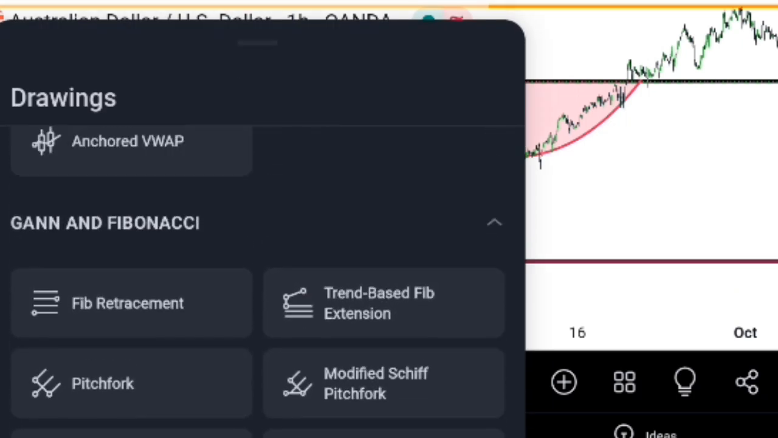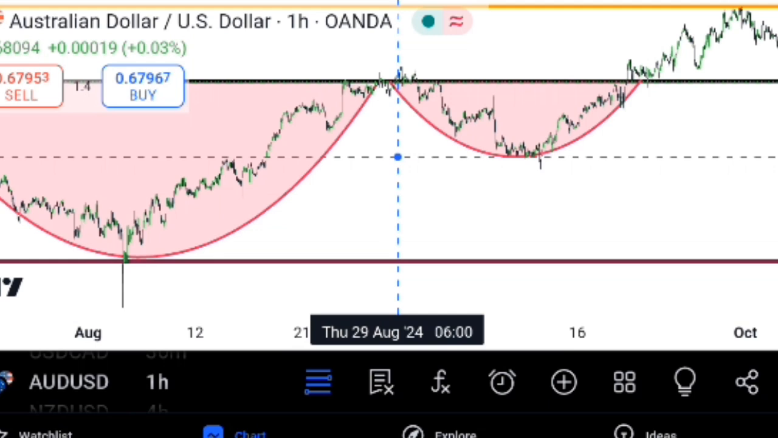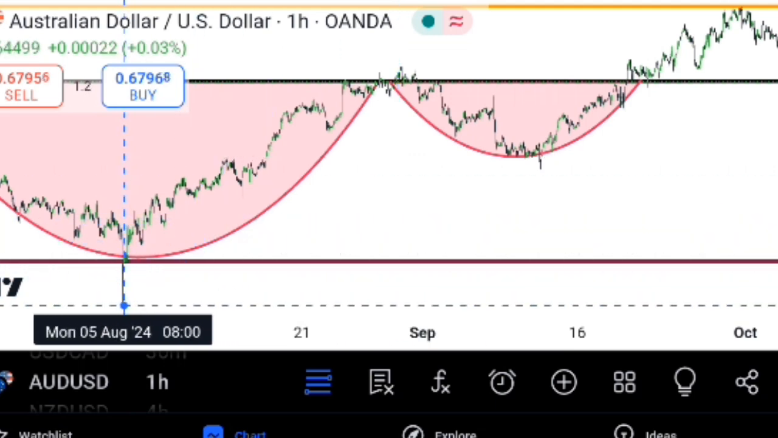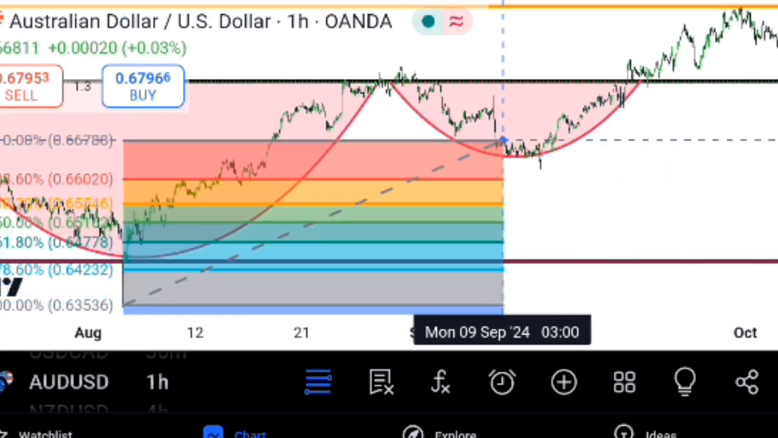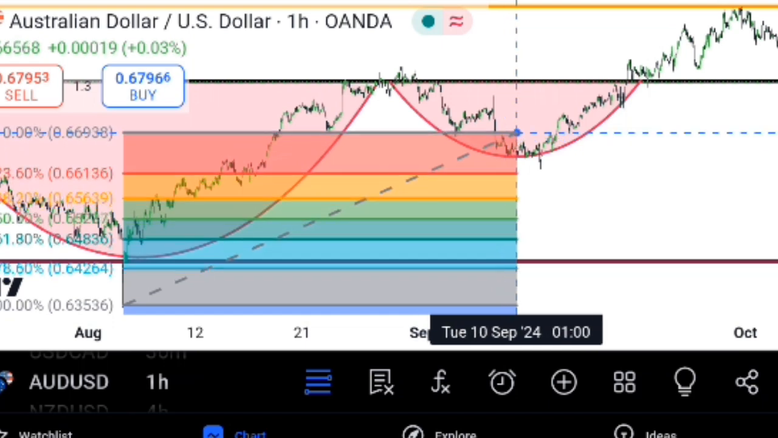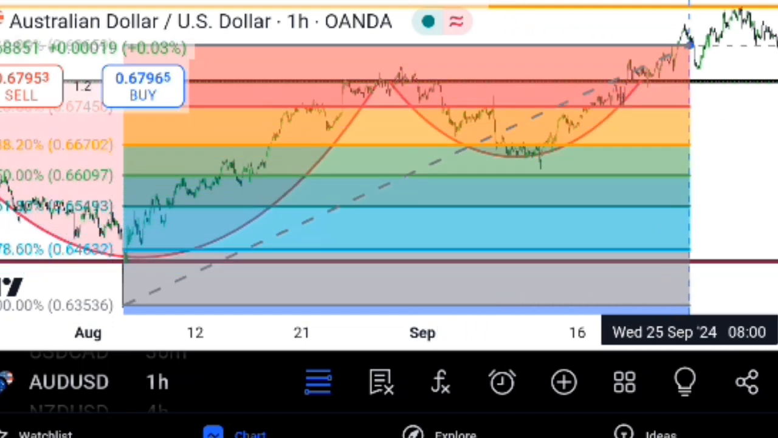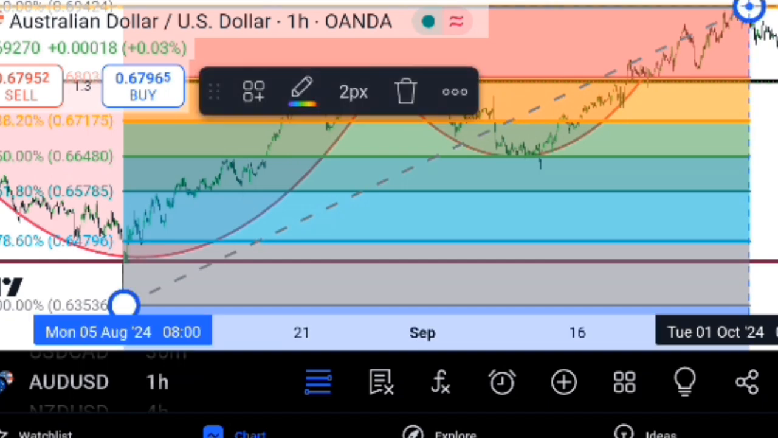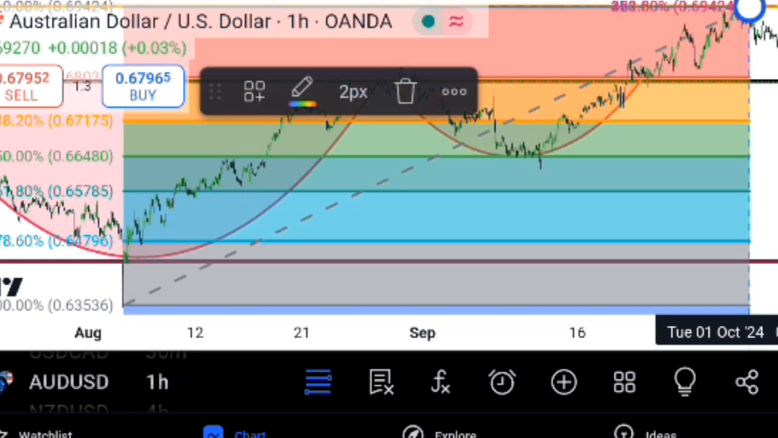There is this Fib retracement. It's the first option. So when you tap on it, you just start from the end of last week. You see that circle that formed, and then you just drag it. That point we are starting from is the swing low, so we just drag it up to the swing high. Yeah. After you tap outside, that's it.